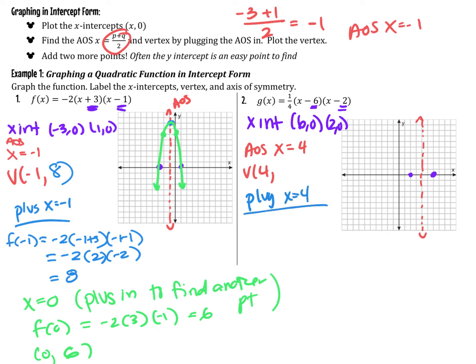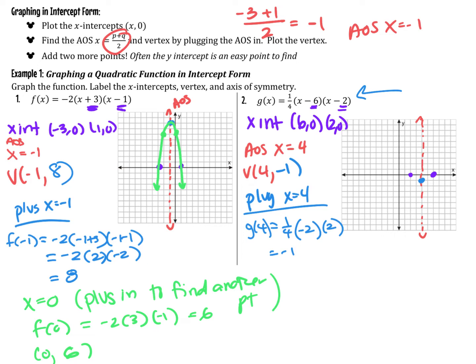I plug in 4. So g of 4 is 1/4 times 4 minus 6, which is -2, times 4 minus 2, which is 2. So I'm just plugging it back in up here. And this is going to give me -1. So my vertex is the point 4, -1. And I'm going to go ahead and graph that.